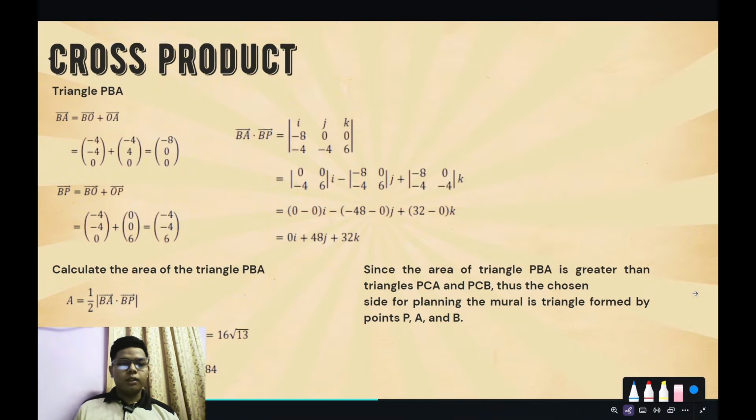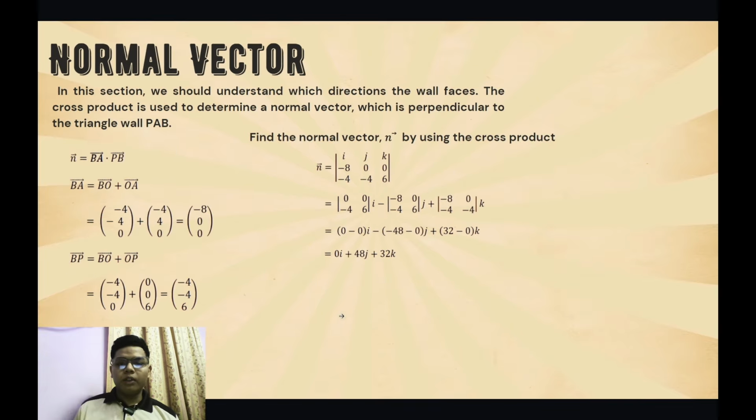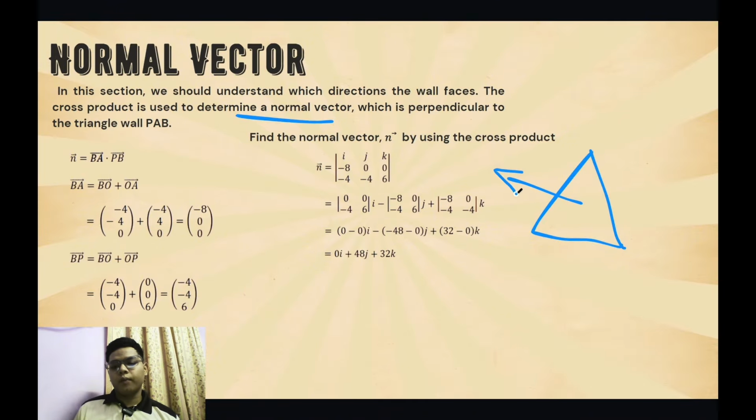Next is the normal vector. In this section, we should understand which direction the wall faces. The cross product is used to determine a normal vector, which is perpendicular to the triangle PAB. This time, we're going to see where the triangle is facing so that we can see the mural. So what does it mean by normal vector? Imagine this is a triangle. The normal vector is perpendicular to the triangle. So this is the normal vector, n. We have to find n as BA cross product PB.